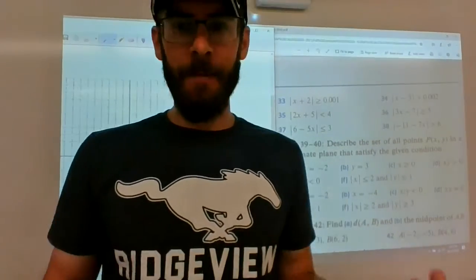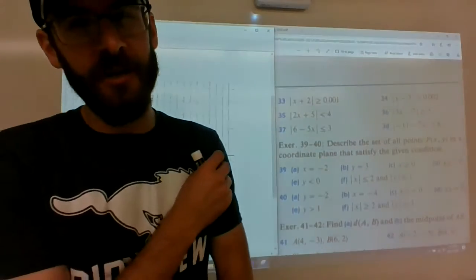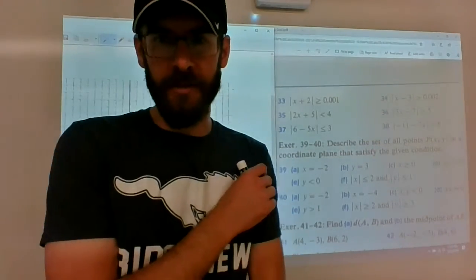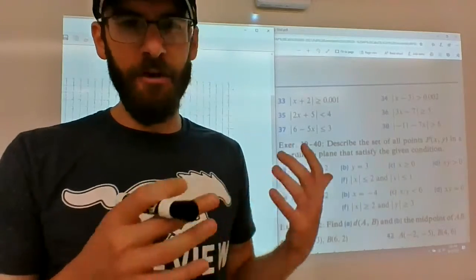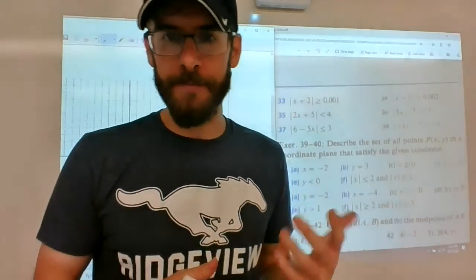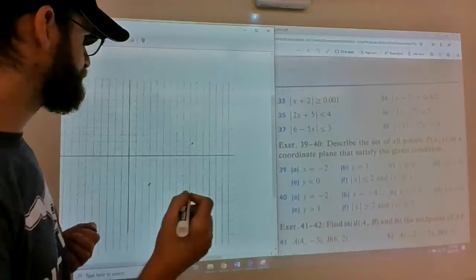So we had a lot of topics we're going over here. This last one's just going to be kind of a thought-provoking one where we're talking about what it means to be a set of all points and how to describe it properly. So look at number 39.